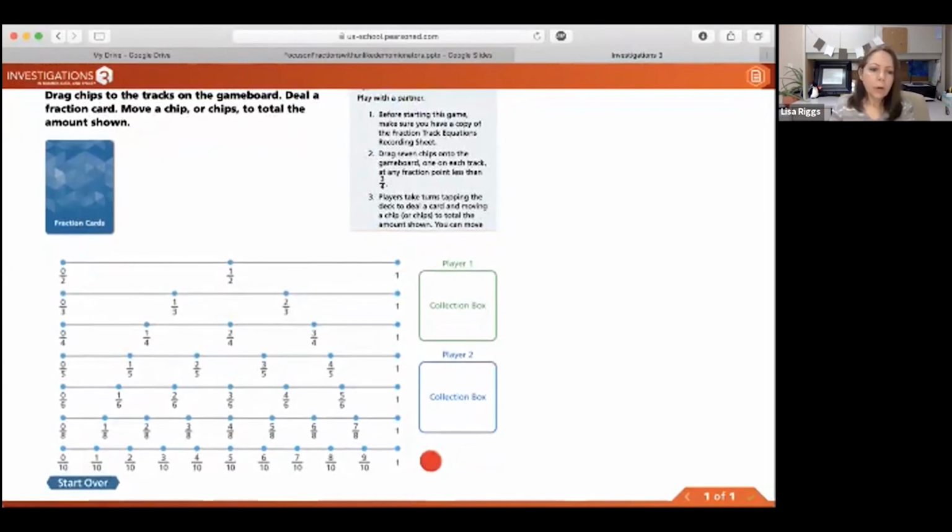Students place a marker on each of the number lines. So we can just drag our marker and put it anywhere we want as long as it is less than 3/4. So I could put it at 1/3. And the goal is to add or subtract your numbers together to get to 1 as your total. So I'm just going to put these on here for purposes of demonstration.